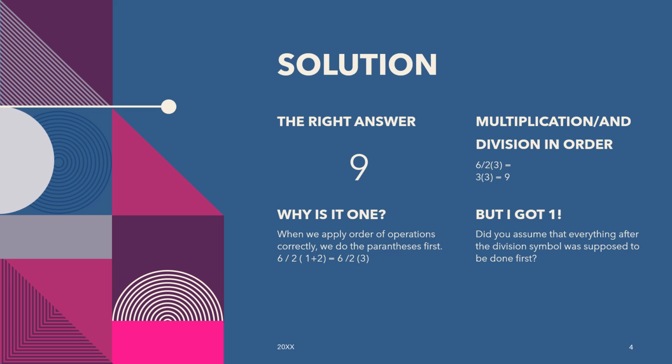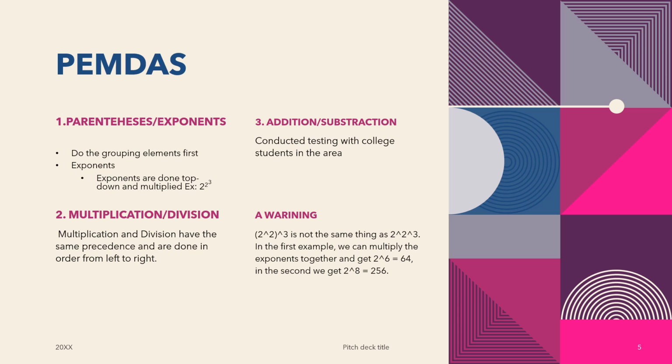Some of you are probably saying, but I got 1. And some of you may have gotten different answers. And I'm going to ask you a question. Did you assume that everything after the division symbol was supposed to be done first? If you assumed the latter, you did in fact get 1. However, there is a correct answer to that if you're using PEMDAS, the acronym most of us in the American school system learn. PEMDAS stands for parentheses, exponents, multiplication, division, addition, and subtraction. Let's go through the steps.